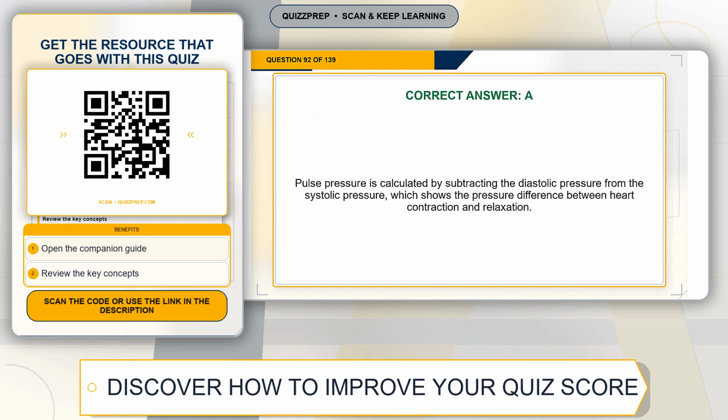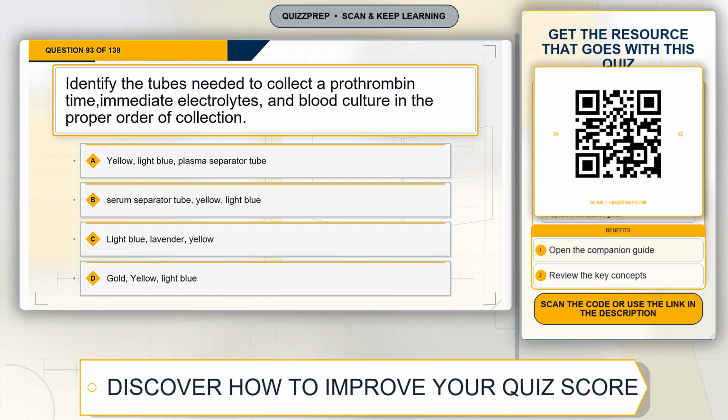Explanation. Pulse pressure is calculated by subtracting the diastolic pressure from the systolic pressure, which shows the pressure difference between heart contraction and relaxation. Question 93. Identify the tubes needed to collect a prothrombin time, immediate electrolytes, and blood culture in the proper order of collection. Option A, yellow, light blue, plasma separator tube. Option B, serum separator tube, yellow, light blue. Option C, light blue, lavender, yellow. Option D, gold, yellow, light blue.